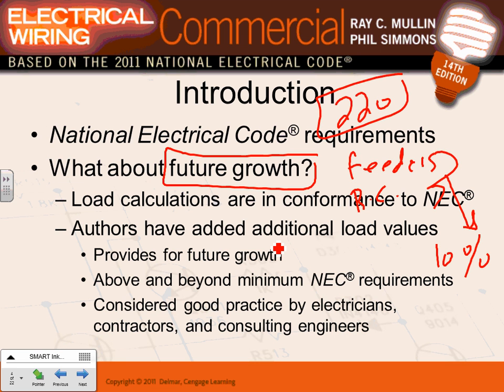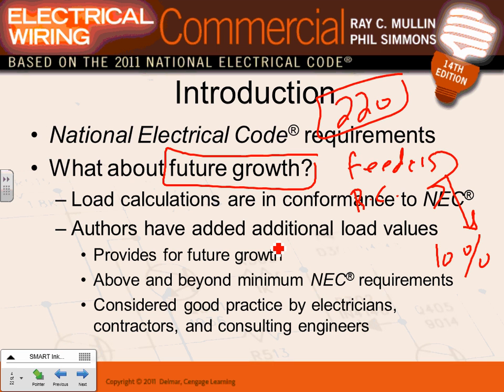I don't want you to do anything on the service. Service, I don't want anything on service. Just the feeders and branch circuits. Cool? 10%. So add 10%. When you come up with the bottom line, just add 10% on the panels. That would be on the receptacle panel and the lighting panel, not the main panel. We don't want the main panel.